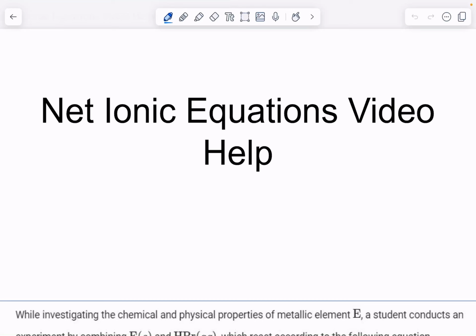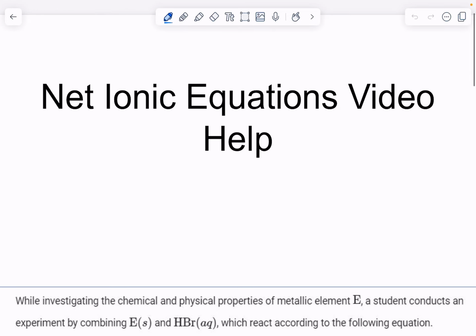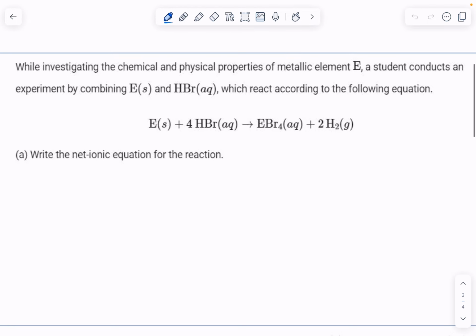Alright guys, in this video we're going to be looking at some net ionic equations, short answer questions. While investigating the chemical and physical properties of a metallic element E, the student conducts an experiment by combining E in the solid state and HBr in the aqueous state, which react accordingly to the equation below. Write the net ionic equation for this reaction. So this one we're just writing the net ionic equation.